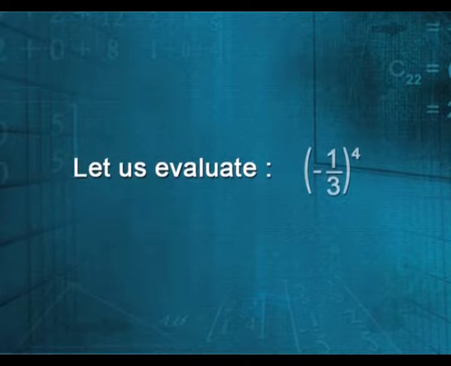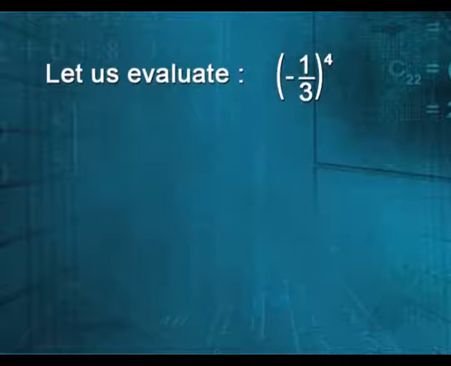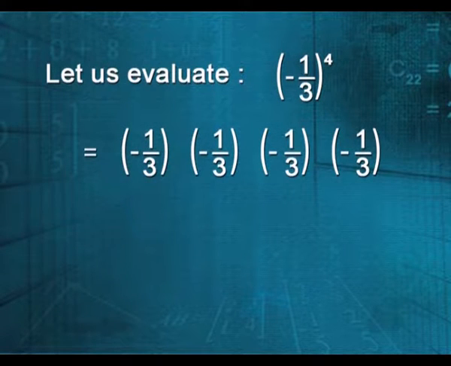Let us evaluate one more example, minus 1 by 3 raised to power 4. Here what is the base? Minus 1 by 3. What is the exponent? 4. So, what is the meaning of minus 1 by 3 raised to power 4? It means minus 1 by 3 is multiplied to itself how many times? 4 times. Therefore, it is equal to minus 1 by 3 into minus 1 by 3 into minus 1 by 3 into minus 1 by 3.